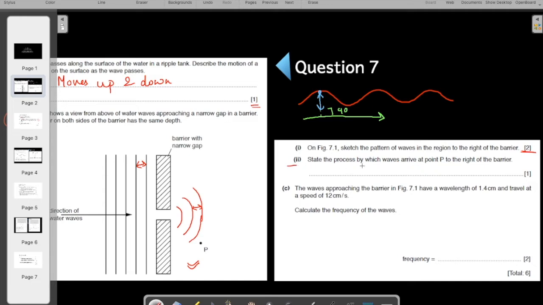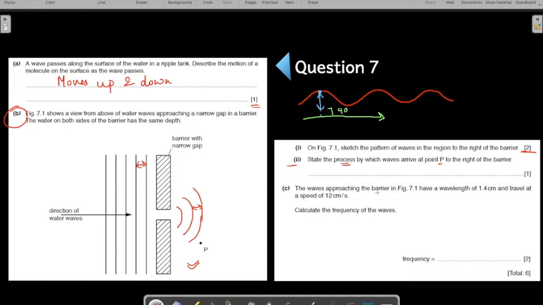State the process by which the wave arrived at point P. This is a point P given to you in the question, to the right of the barrier. The question straight away tells you what is the name of the process which is happening here. It is diffraction. 1 mark question, you have to just give the name, no explanation required.